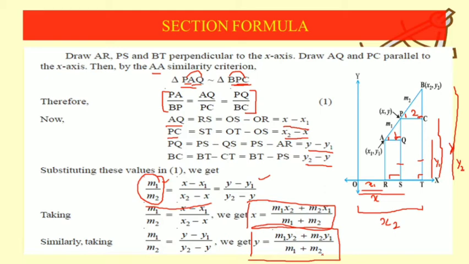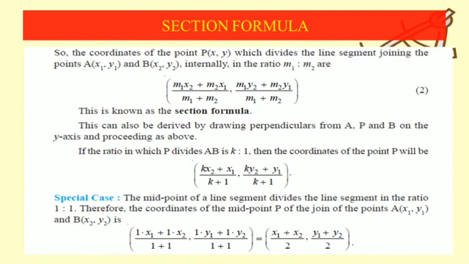And the method of learning the formula is very easy. If we take one side part of the ratio, then we take the other side of x coordinate for finding x, and in the denominator we take the sum of the ratio's parts. The same we follow for the y coordinate. So this is the derivation of the section formula. Now, we have derived our section formula. You can see here, this is the section formula.